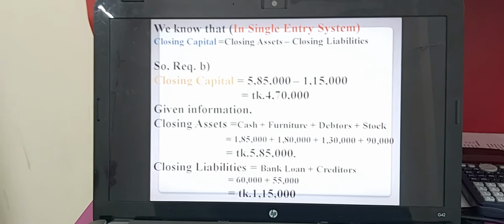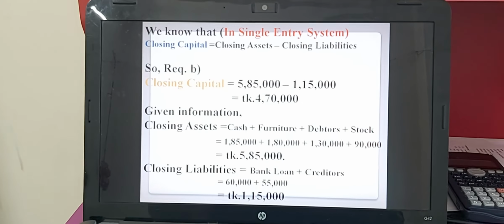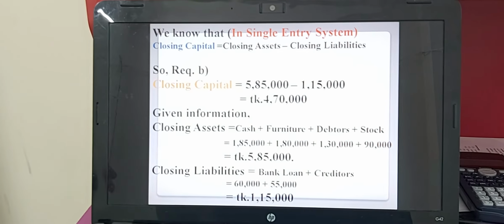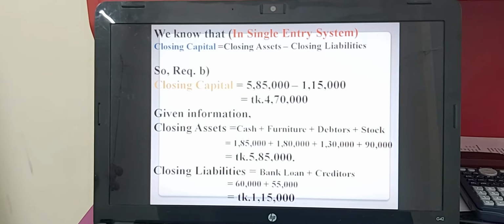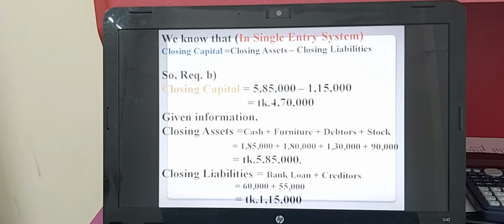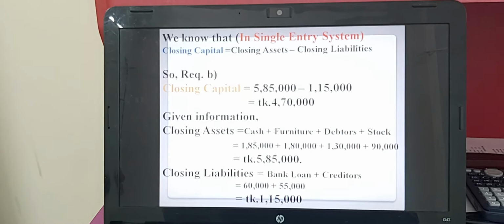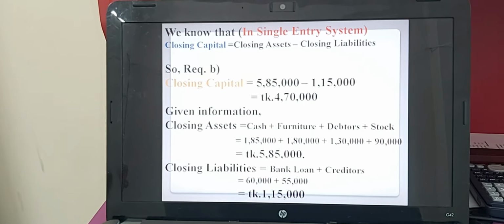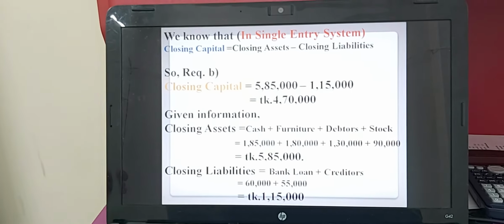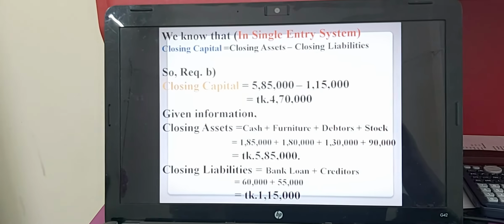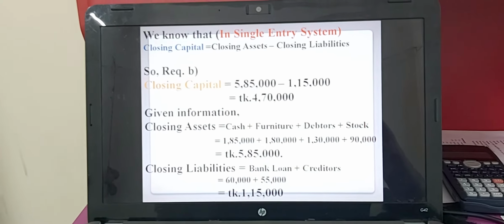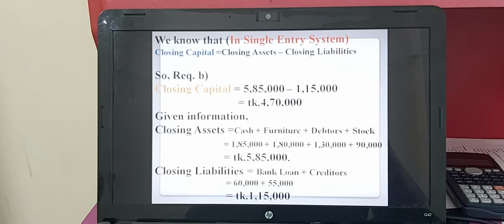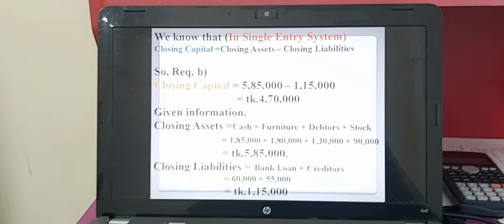Requirement B, closing capital or ending capital. We know that closing capital is equal to closing assets minus closing liabilities. So it is very easy to find out the closing capital from the information of the stem. In the stem, given information, closing assets, that is cash, furniture, debtors, stock. On 31st December, that is the closing date of the assets.